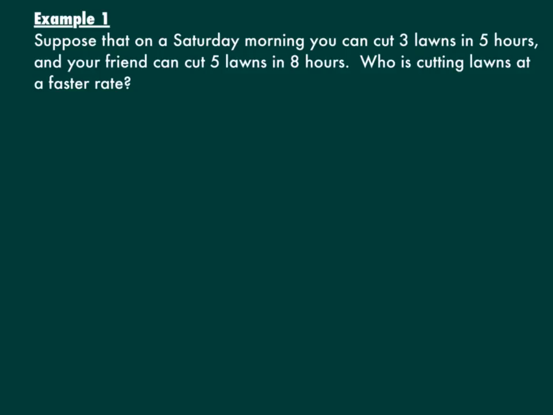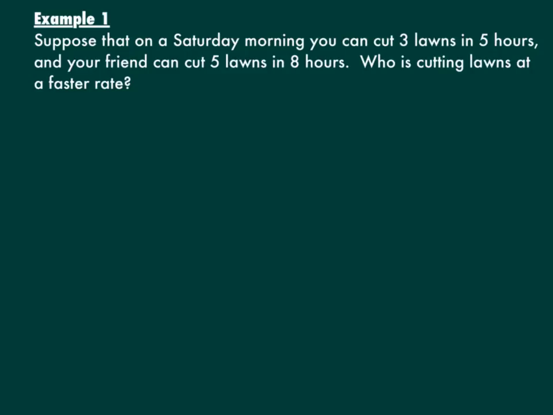Right, so the last level 3 task is task 18. For this task, you are going to be looking at different rates for different real-world situations and figuring out which one is faster, or sometimes you might be looking at which one's a slower rate.